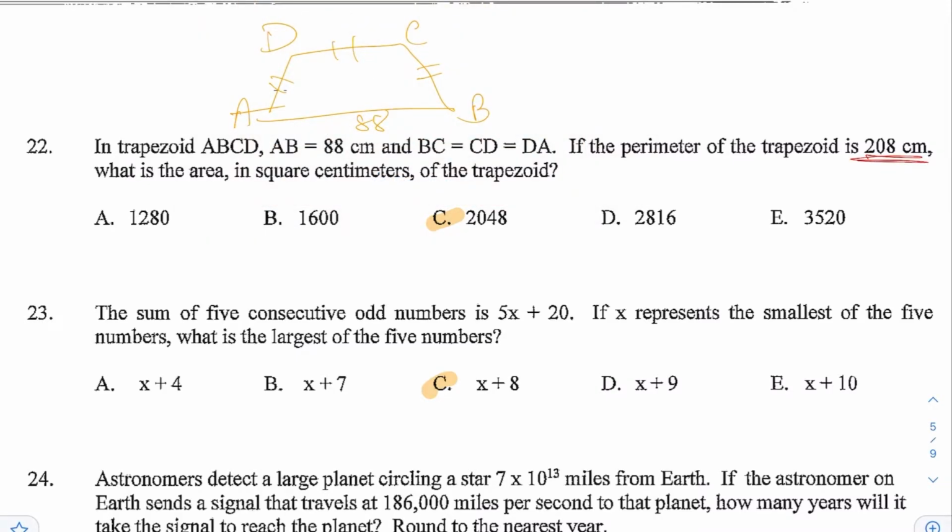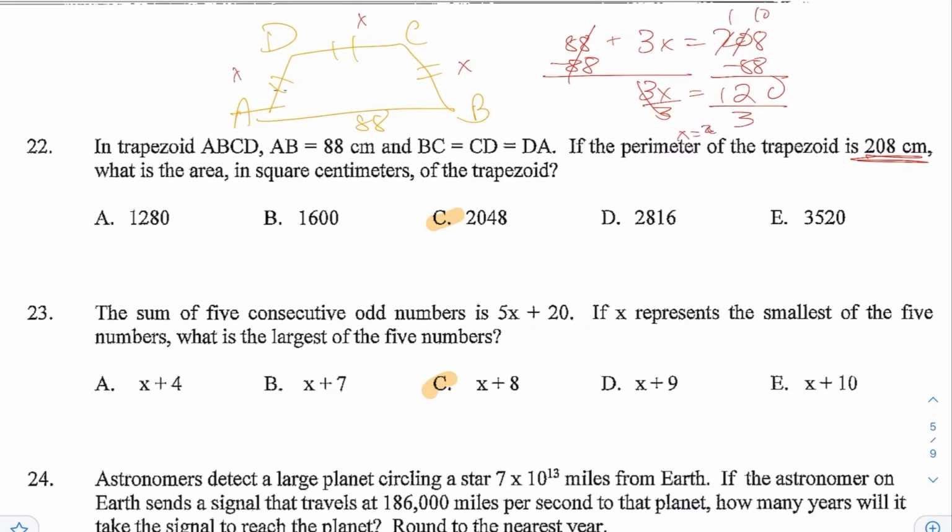And you know that the perimeter is equal to 208. So you know that 88 plus the missing sides, which are all the same, you can call them x. 88 plus 3x would be equal to 208. So if you subtract 88 from both sides, you get that the 3x has to be equal to 120. So then if you divide by 3, you get that each of the sides are going to be 40.